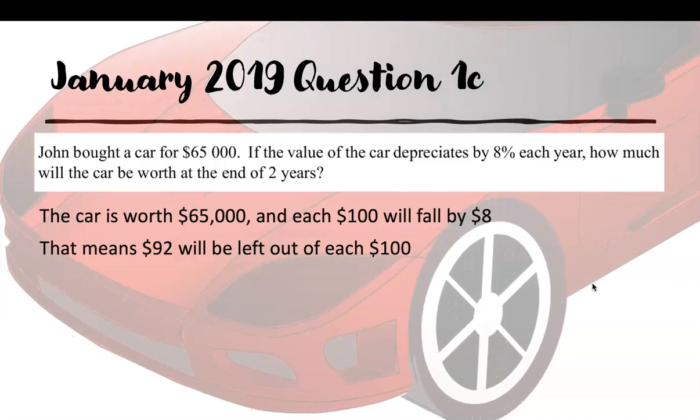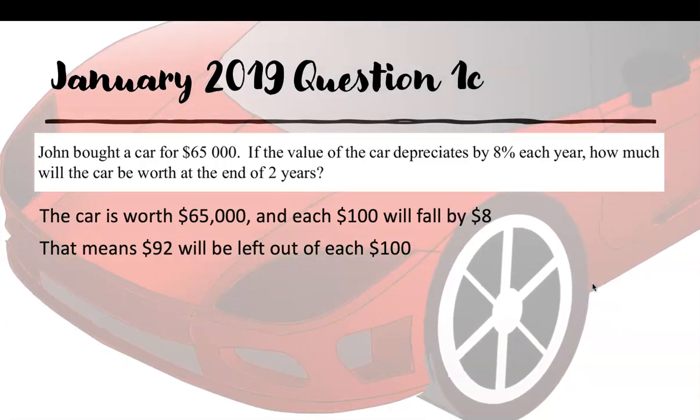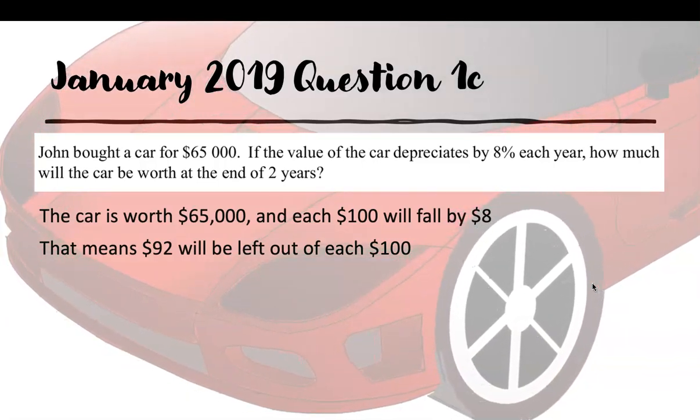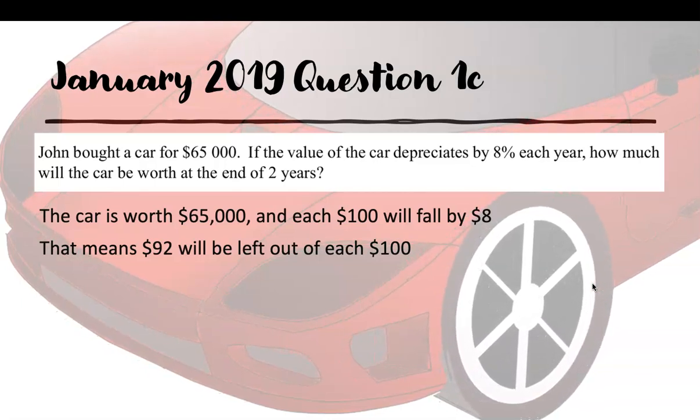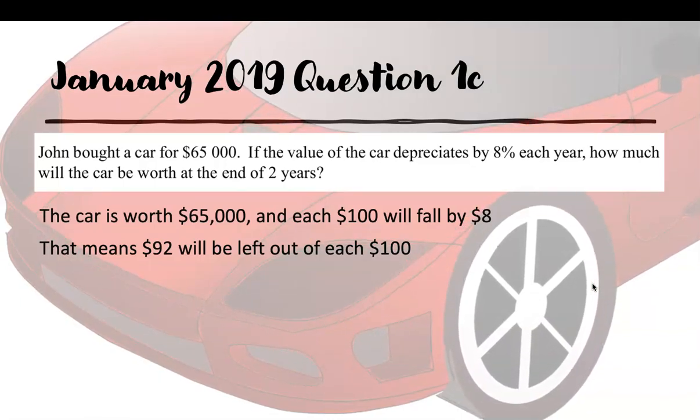Right? Remember, it's money, you know. So we have $65,000 made up of $100 bills. And 8% means we're losing $8 from each $100. So out of each $100, we're going to have $92 left.